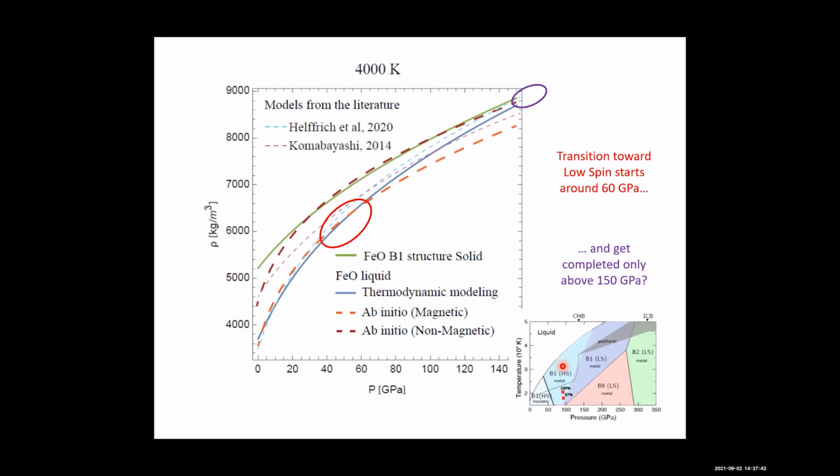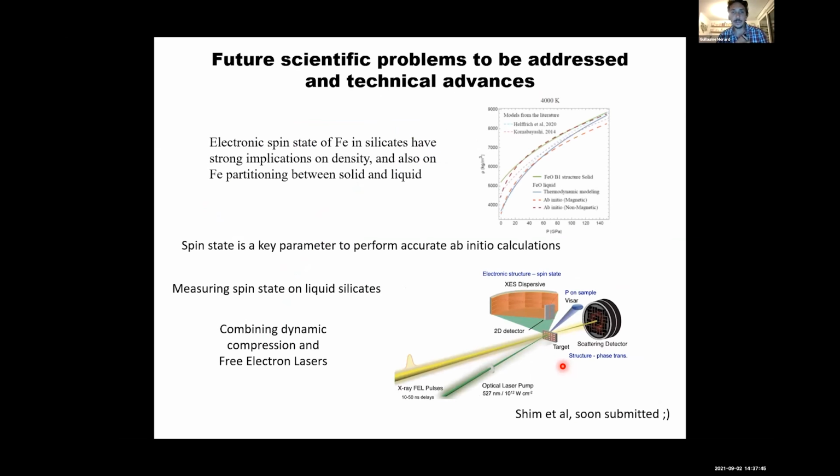So, future and advance. I hope I've convinced you that the spin state of iron in silicate, more generally speaking, has strong implications for density and iron partitioning between solid and liquid, and that it's very important to determine the spin state. Also, it's a key parameter, as Renata just discussed before, to perform ab initio calculation. You need to have that input. It's very difficult to extract the spin state from the ab initio.